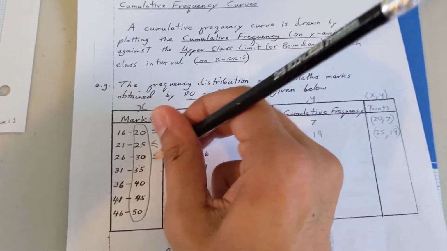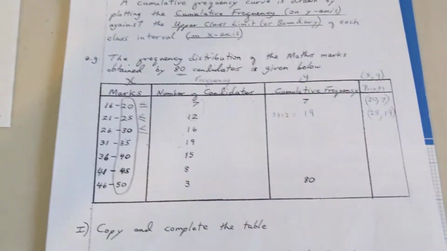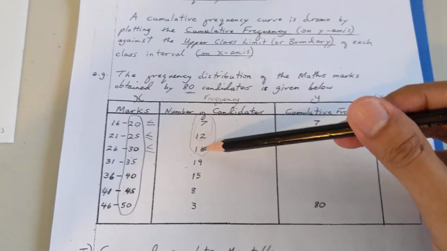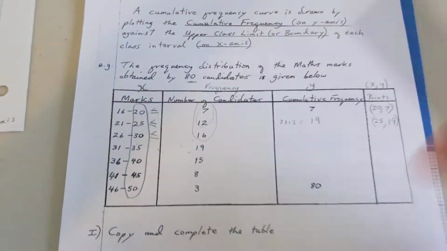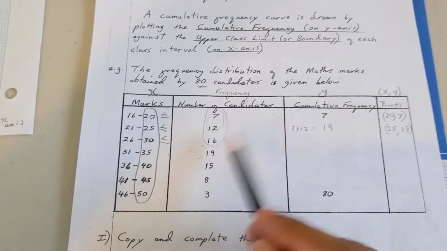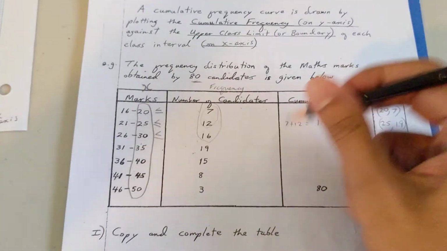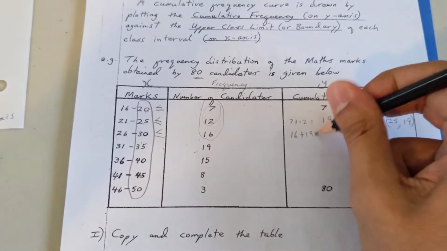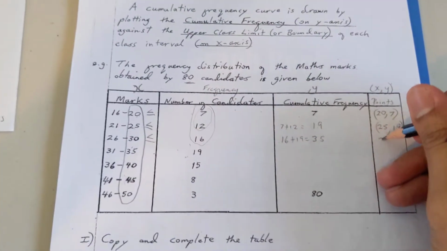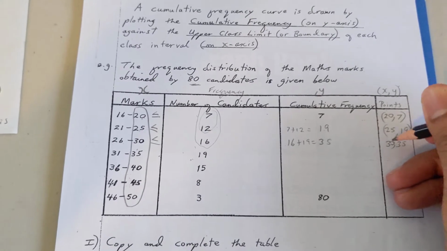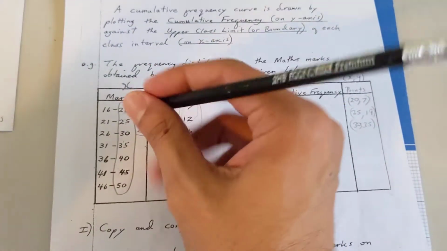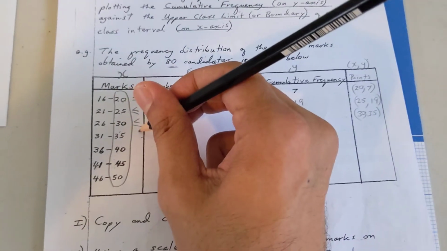How many people scored less than 30? So now all of these people scored less than 30. Now instead of adding 16 and 12 and 7, I already know up to this point the total is 19. So all I'm really doing is adding this number to this number, 16 and 19, to get 35. And my next point will be 30, 35 to plot on my graph. And again, I keep going. And the last one I'm doing, and then I want you to try some for yourself.